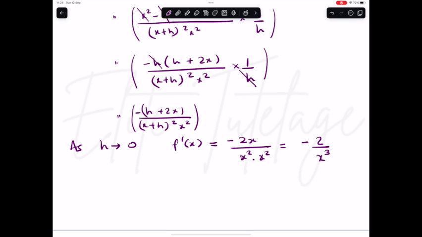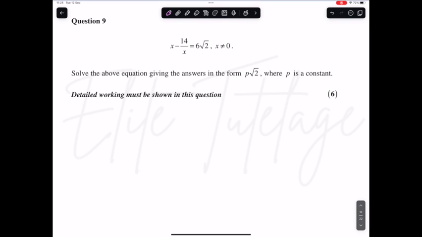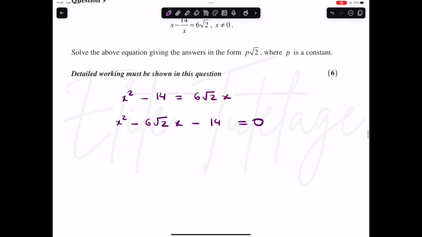Simple. Question number 9. Here we have been given a third form equation, and we need to get it in terms of p root 2, the values of x. So simple, let's multiply everything by x. Okay, and I'm going to just take away 6 root 2x and then simplify using completing the square.